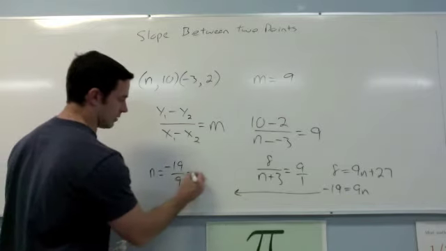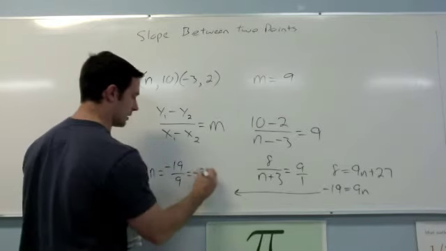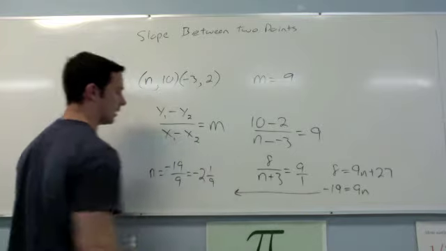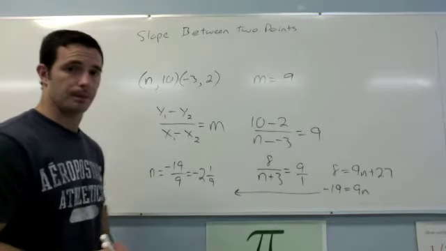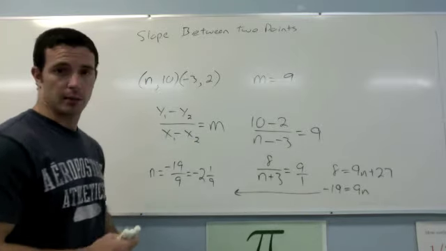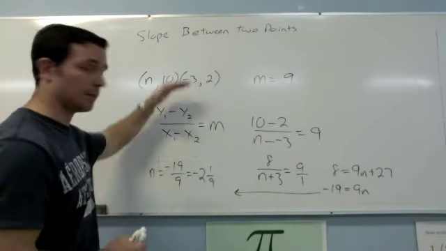You can turn it back into a mixed number. That gives you negative 2 and 1/9. Okay? So hopefully there won't be any more questions on how to solve that. That should be pretty straightforward.